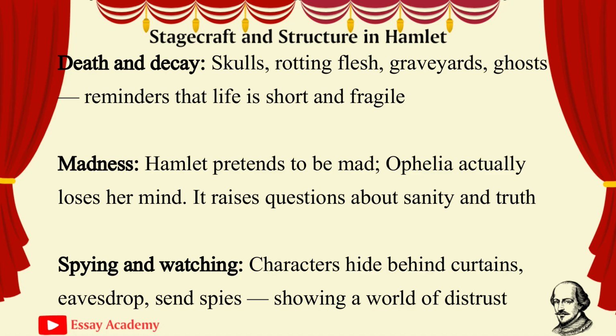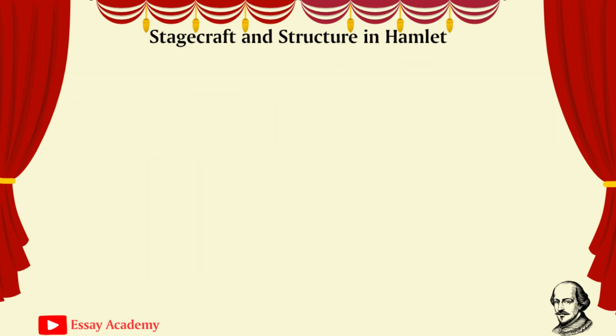Madness. Hamlet pretends to be mad. Ophelia actually loses her mind. It raises questions about sanity and truth. Spying and watching. Characters hide behind curtains, eavesdrop, send spies, showing a world of distrust.